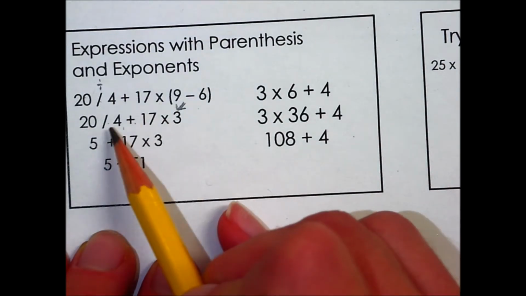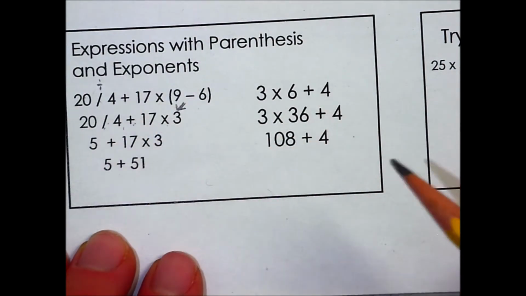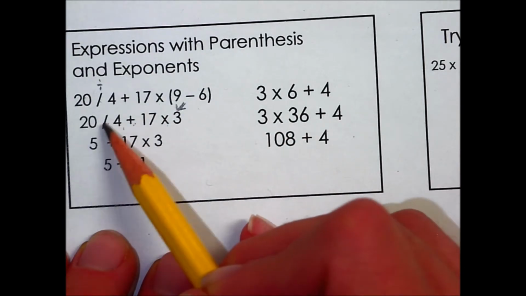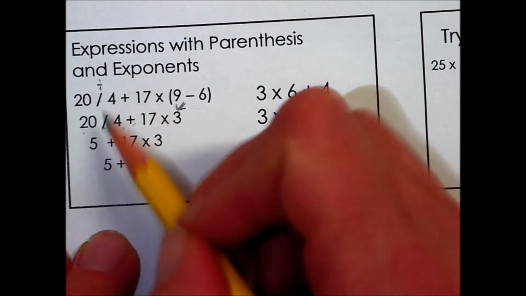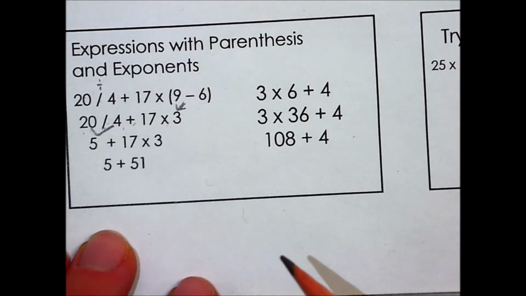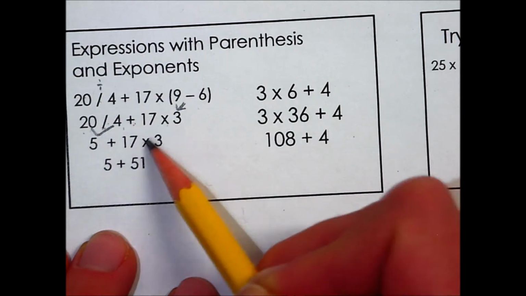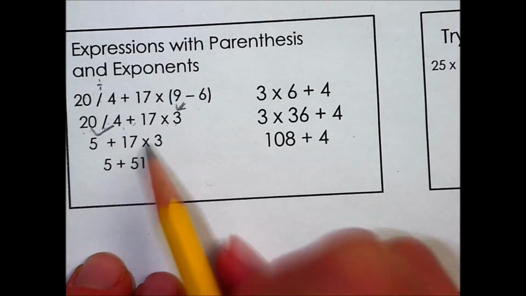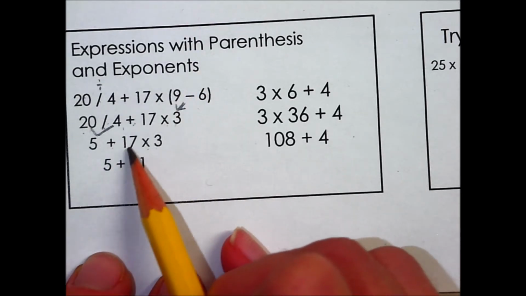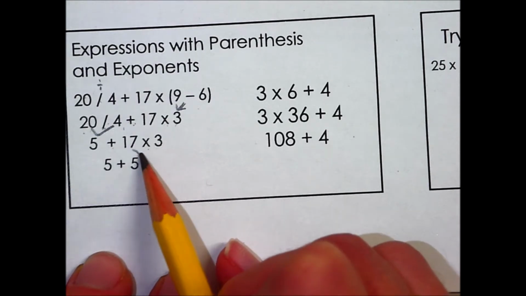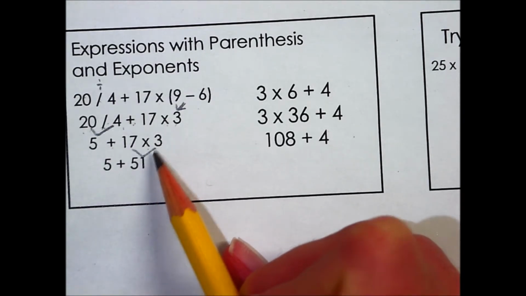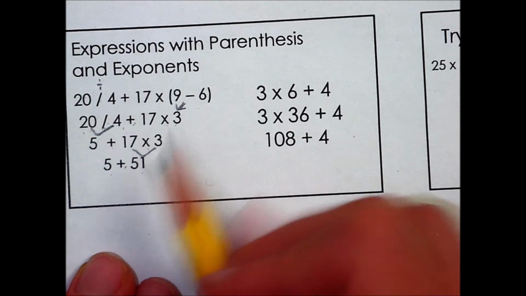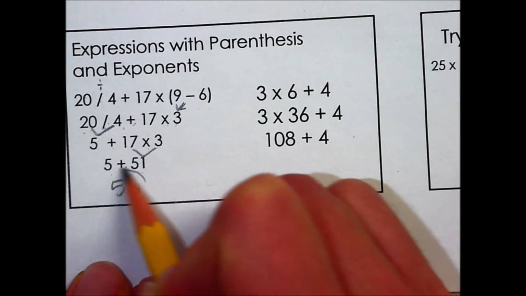All right, so now I have a division, addition, and multiplication. I have to do my division next because multiply or divide, whichever comes first, left or right. So 20 divided by 4 will give me that 5. And then I can bring down everything else. Now at my next line, I see that I have addition and multiplication. So now I'll do 17 times 3, and I'll get 51. Bring down everything else. Finally I can add 51 plus 5 is 56 for my final answer.